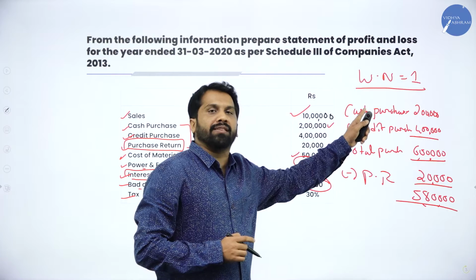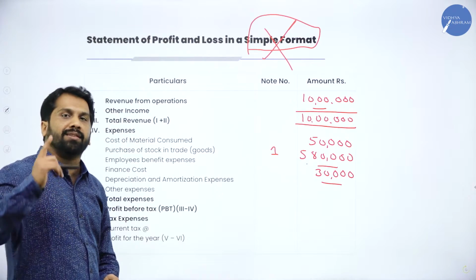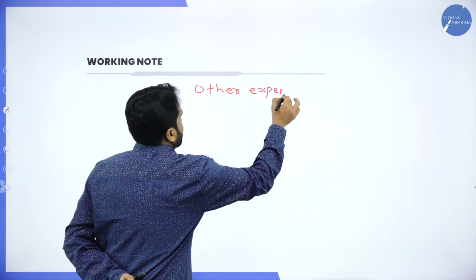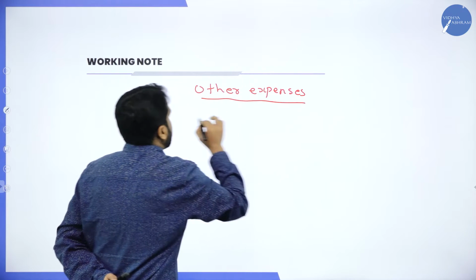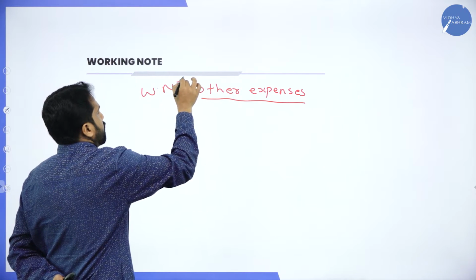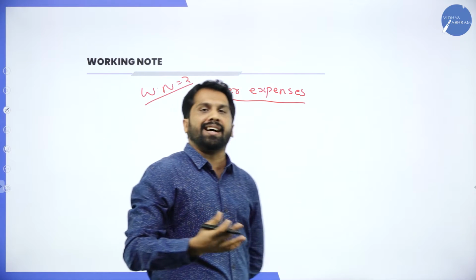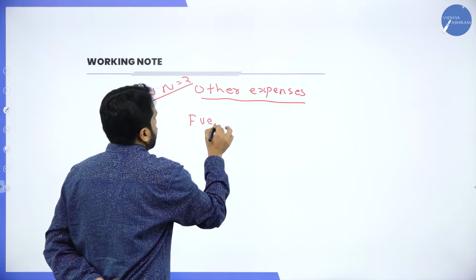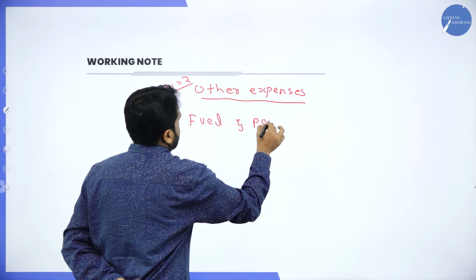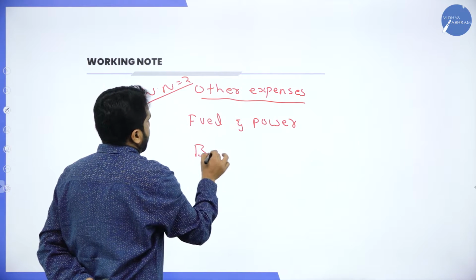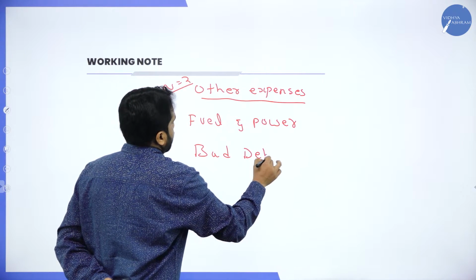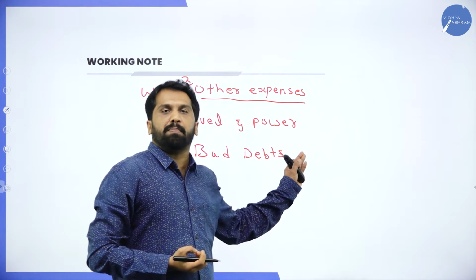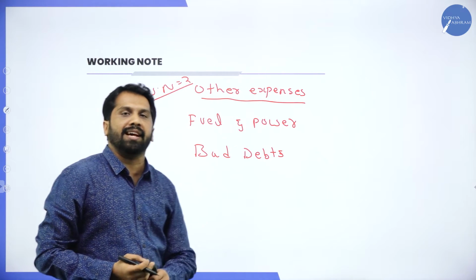We'll go for the working note. Working note 1 already done. We'll go for working note number 2. Other expenses. This is working note 2. Your working note 2 is other expenses. In this, we have two things. First one, fuel and power. And second one, bad debts. Fuel and power, you know what is that? Whatever petrol or diesel we have, that we call fuel and power.